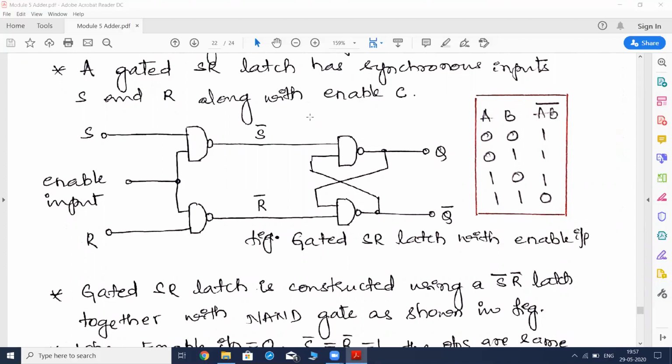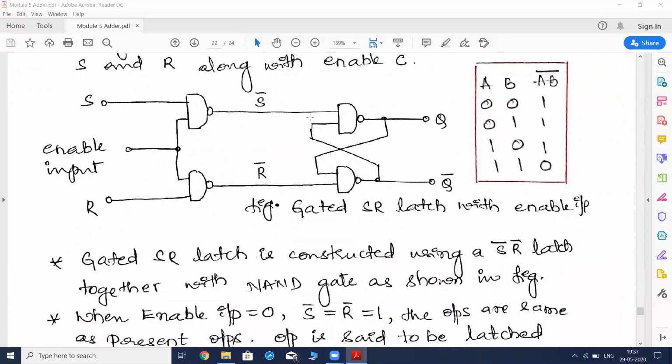From now onwards, we are going to relate whatever we discuss to this S bar R bar latch, that too with NAND gates. The same S bar R bar latch will be used. The gated SR latch is constructed using the S bar R bar latch.